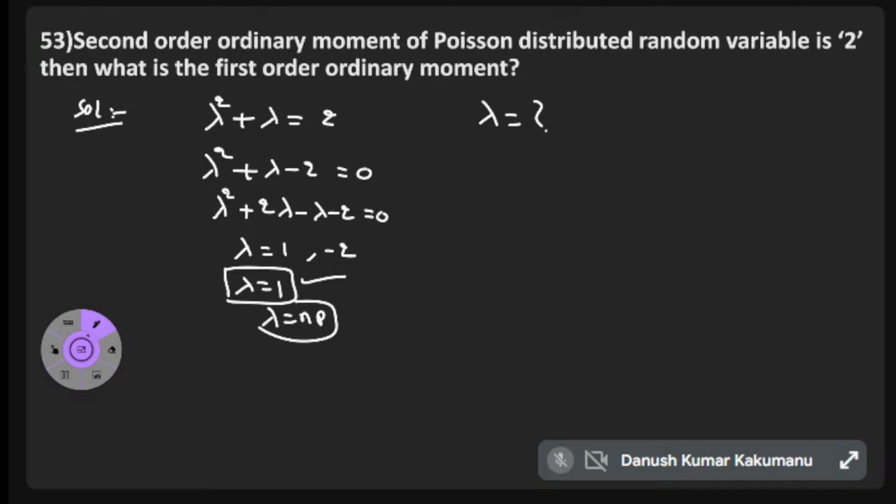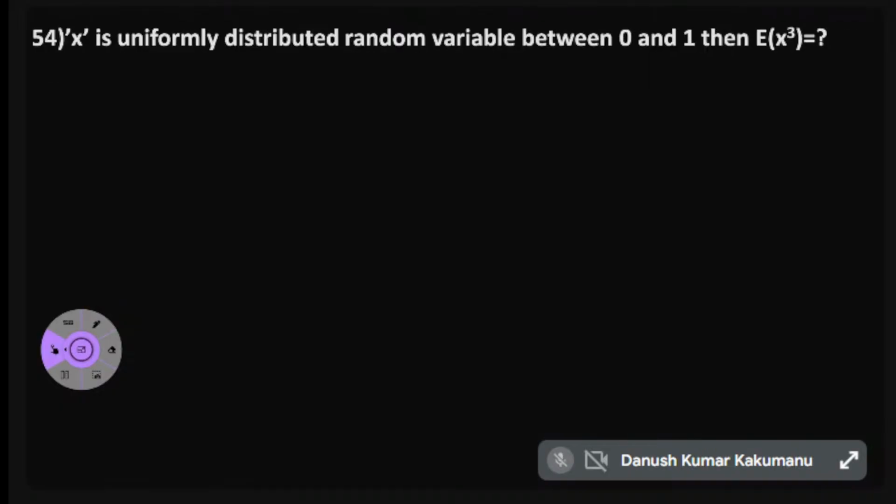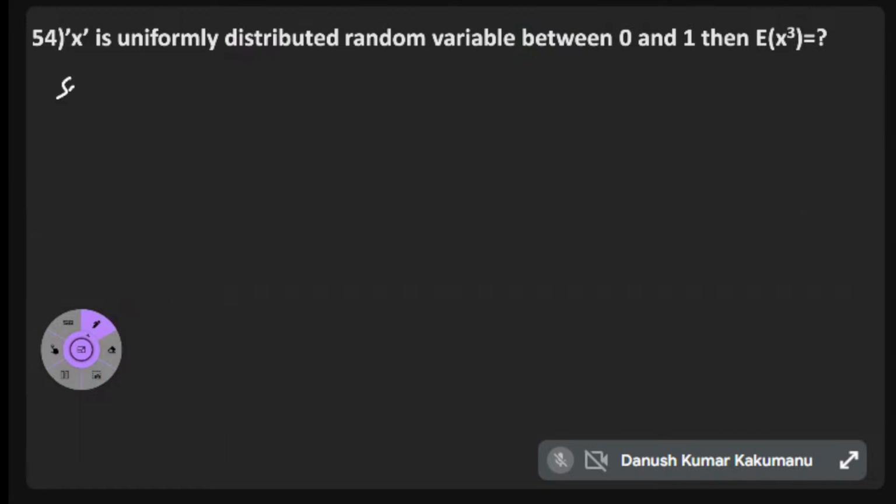Let us move to our next question. What is the answer? If x is a uniformly distributed random variable between 0 and 1, what is E of x cube? That is the question. What type of random variable is given? Uniform distribution. What is the nature of the random variable in the uniform distribution? Continuous or discrete? Continuous.